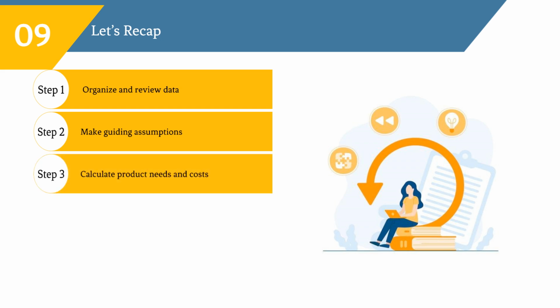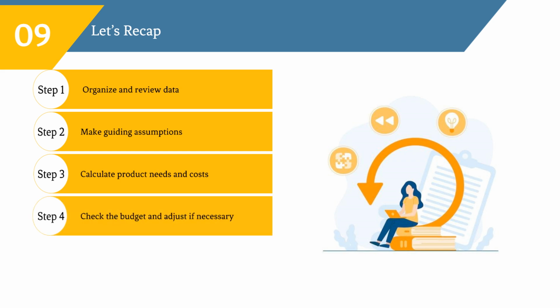3. Calculate product needs and costs. Determine how much stock is needed and estimate all costs, including procurement, shipping, and storage. 4. Check the budget. Make sure the supply plan fits within the available budget. Adjust buffer stock, shipment frequency, or supplier costs if necessary.